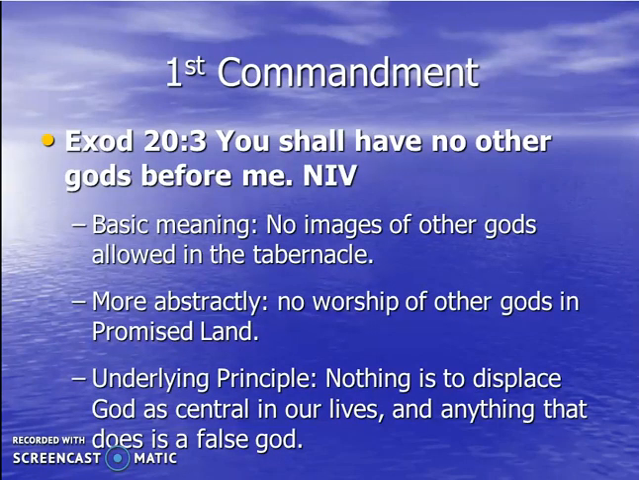"You shall have no other gods before me." Basic meaning of that would be in the tabernacle, don't have any other images of other gods. Now, the underlying principle behind that is don't let anything replace what God's place should be in your life. But it was probably initially interpreted very concretely.